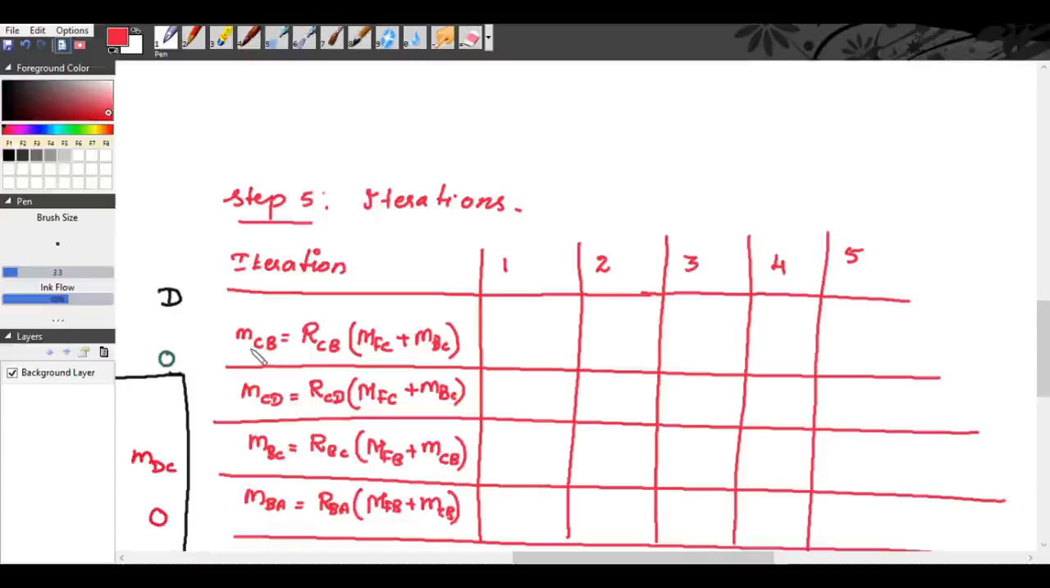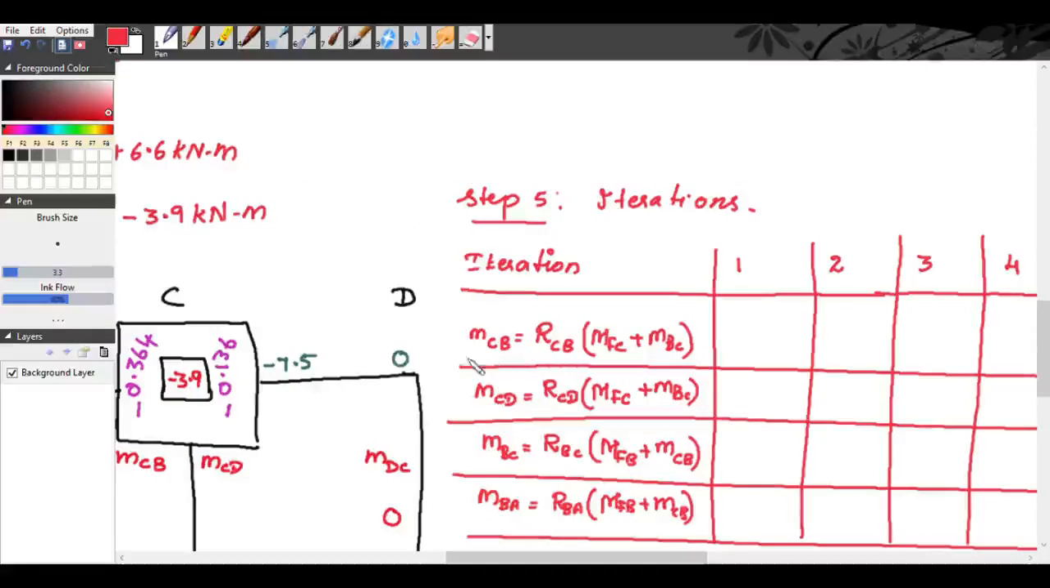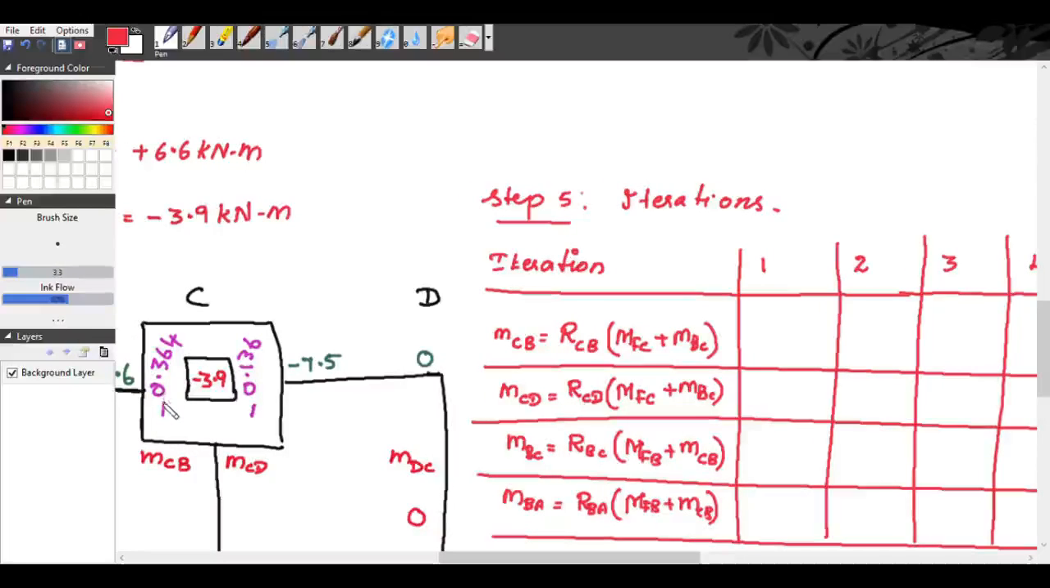So for the first iteration, for calculating this MCD, RCD is always the same, right? RCD is minus 0.364. That is not going to change. That is the rotational factor, multiplied by MFC. MFC is minus 3.9.